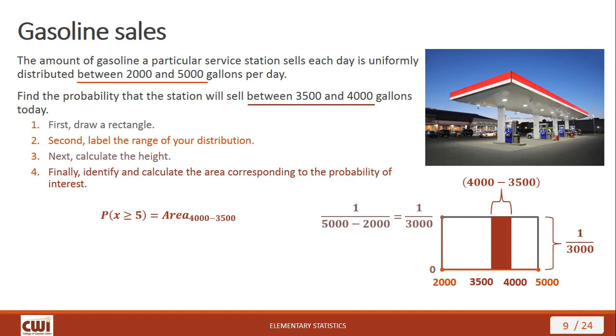The length is just going to be the height that we calculated earlier, 1/3,000. The width is going to be the difference between 4,000 and 3,500. If we take those values and multiply them together, that gives us the area that we're looking for. When we do that, we get 500 over 3,000, which reduces to 1 over 6, which, when we punch out on our calculator, is 0.167. So there's a roughly 16% probability that the station will sell between 3,500 and 4,000 gallons of gasoline today.